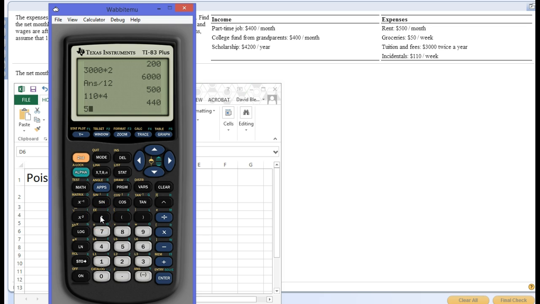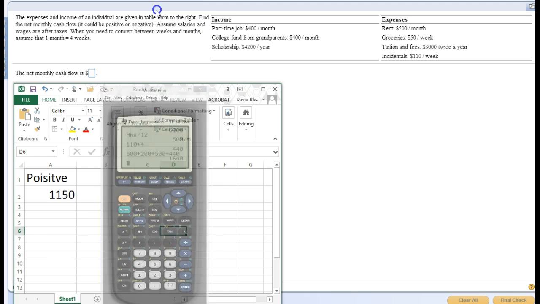Alright, so we'll add those together. 500, which is already in months. The groceries ended up being 200 a month. Alright, the tuition and fees ended up being 500 a month. Alright, and then the incidentals ended up being 440 a month. Alright, so this is the negative amount, 1640.